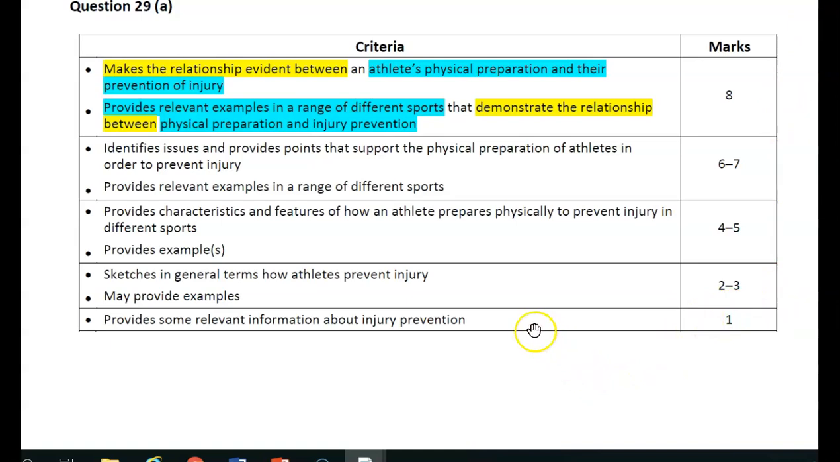For students to be able to access the higher mark ranges and demonstrate that they have explained, the first step is here, because they're looking at characteristics and features, but of how. So it's more of a describe, but they're linking in by including a how in that explanation. Whereas here, they're just outlining, providing a sketch in general terms of how athletes prevent injury.